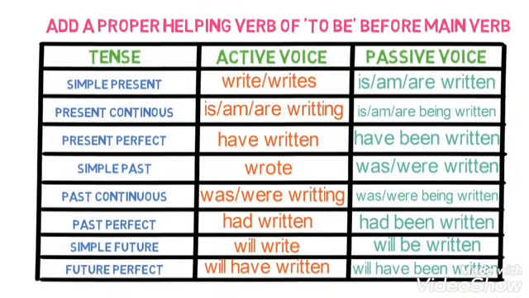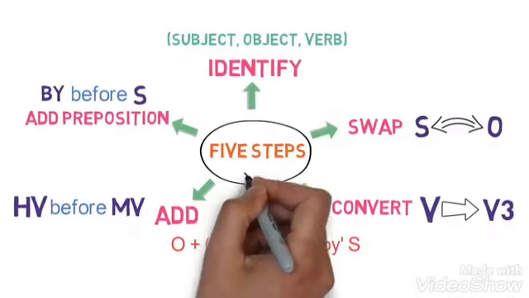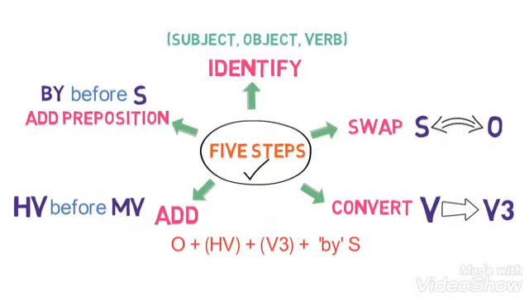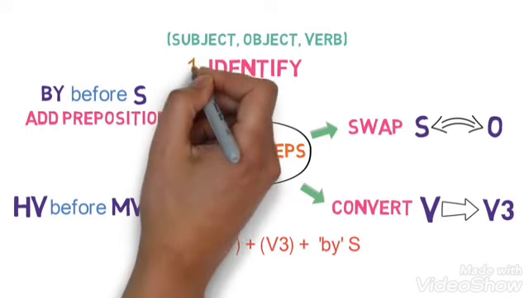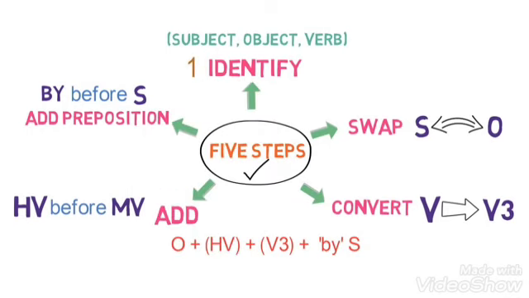Here this table is very helpful for you. When you have to learn, it is very easy to do active to passive voice. Not only this chart, you should remember the 5 steps of how to convert active to passive. The first one is identify subject, object and verb. Second one is swap subject to object. Third one is convert V form, meaning verb form to V3 form.